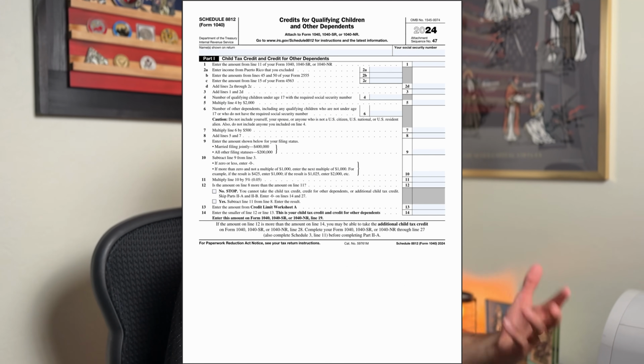In today's video, we're going to be talking about how to fill out IRS Form 1040, Schedule 8812, which is the credits for qualifying children and other dependents. Let's jump right into the form and get started.